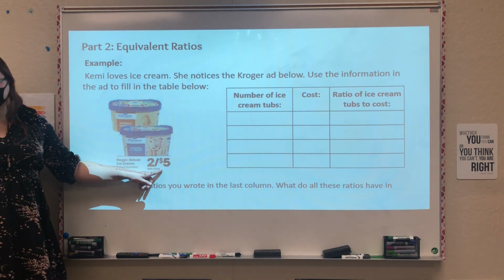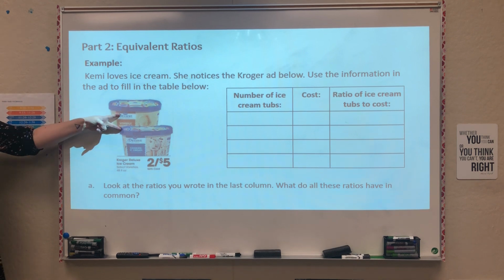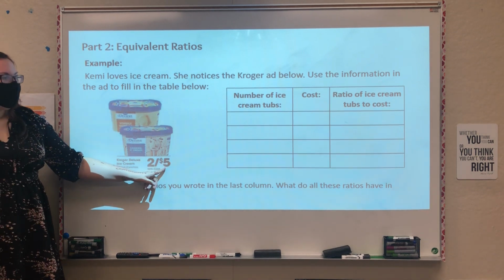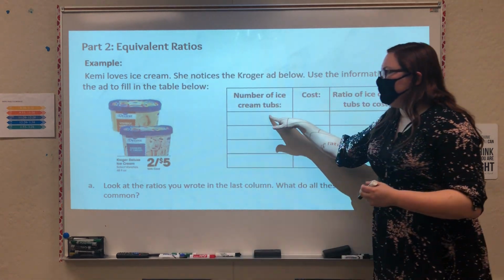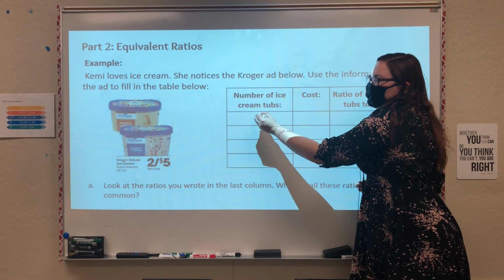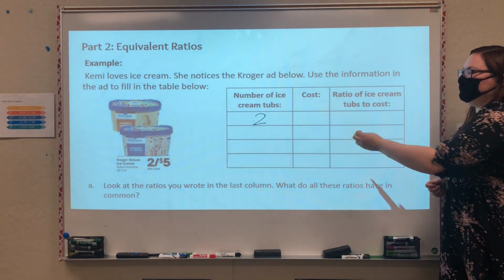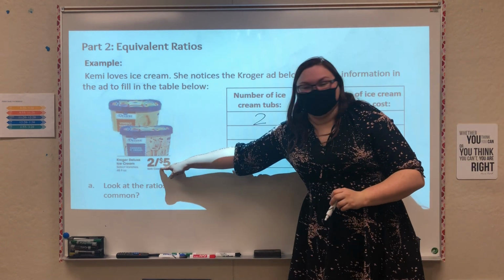2 to 5. What are those numbers referring to? The 2 is the ice cream. And the 5 is just the dollars, how much you gotta pay. So one ratio we could get from this is, if you buy 2 tubs of ice cream, it costs $5. Now they've got it written as a fraction.